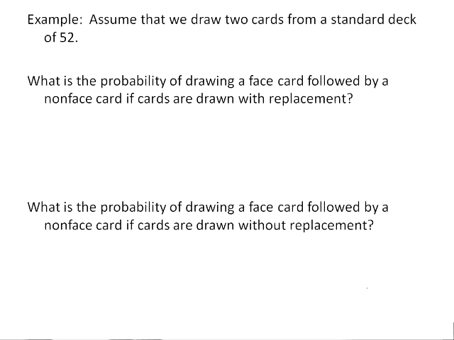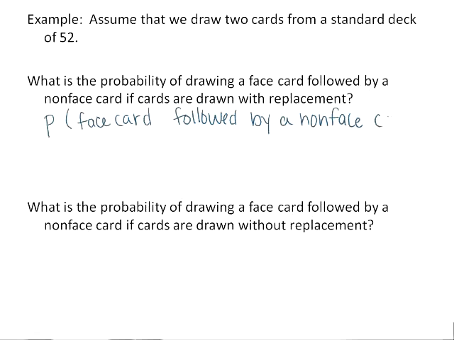Okay, in our next example, we're drawing 2 cards from the standard deck of 52. First question is going to be done with replacement, and we want to know the probability of drawing a face card followed by a non-face card. So we do have the intersection of two events. The first event is drawing a face card. The second event is drawing a non-face card.